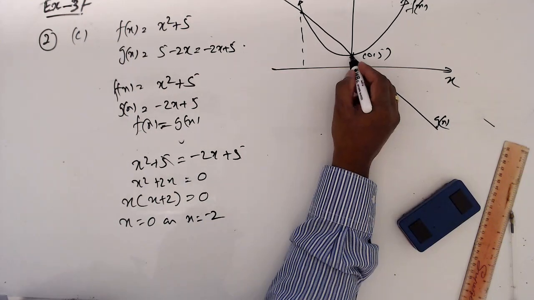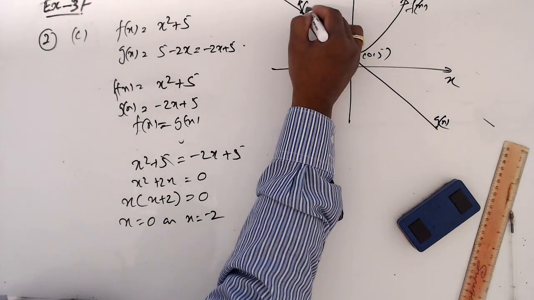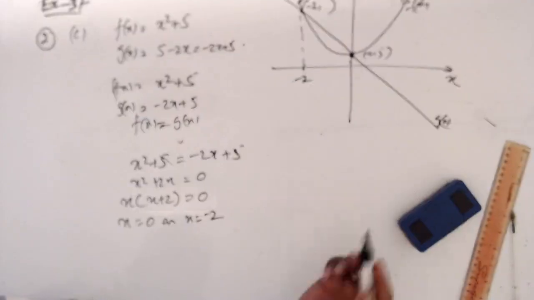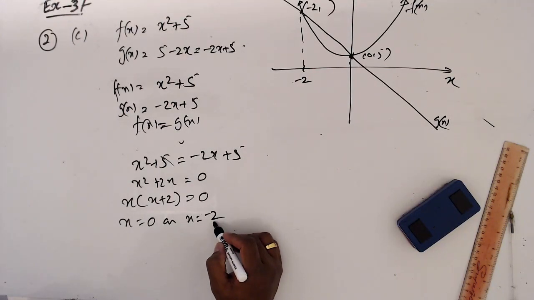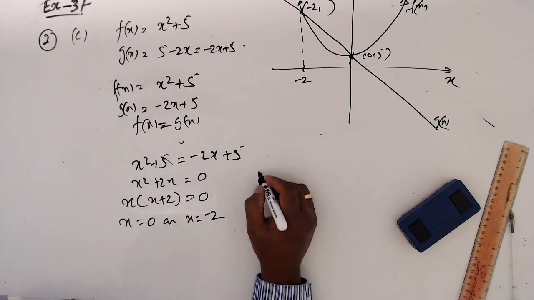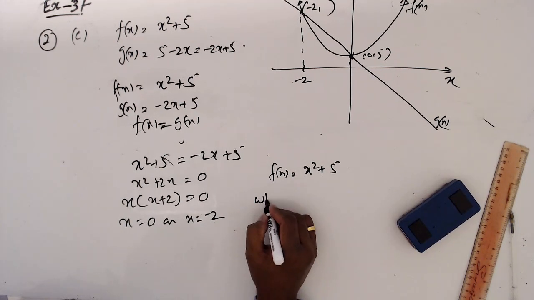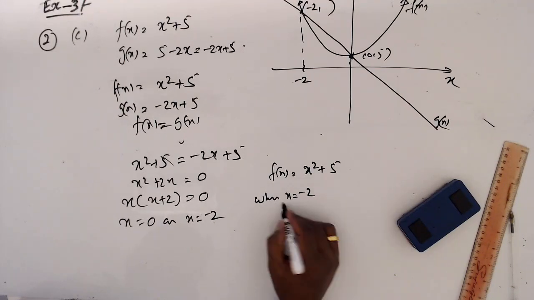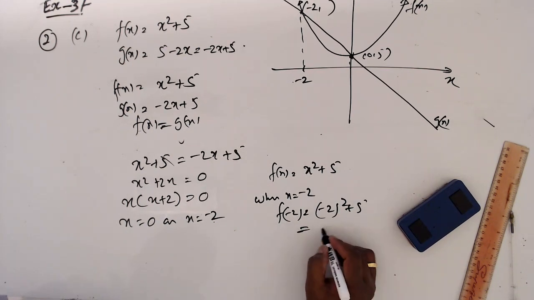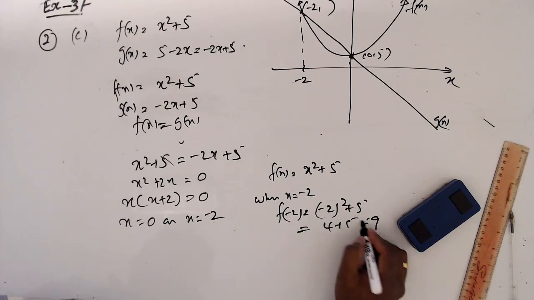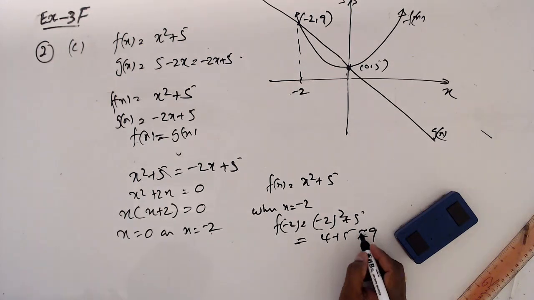Now you can see one point is already there. The other x value is minus 2. So this is minus 2. We need to find the y value. We can substitute. f(x) equals x squared plus 5. When x equals minus 2, f(minus 2) equals minus 2 squared plus 5, 4 plus 5, 9. This is going to be 9.